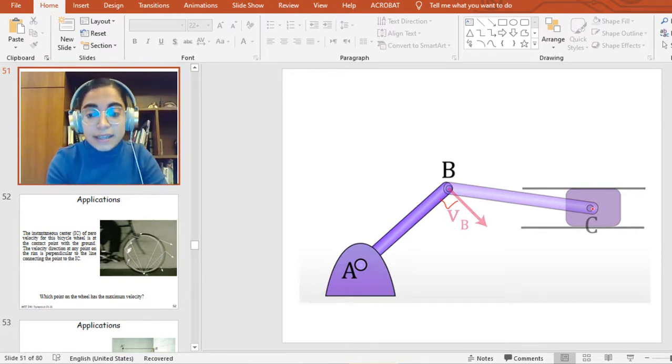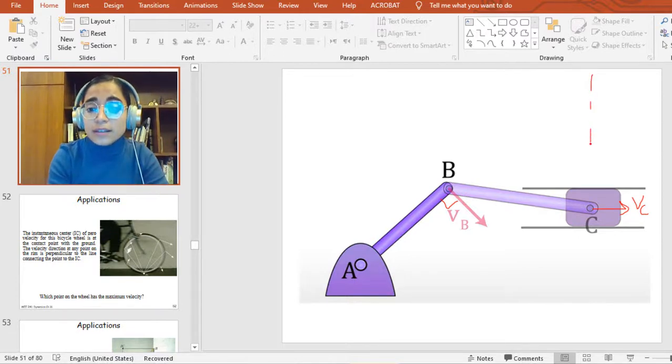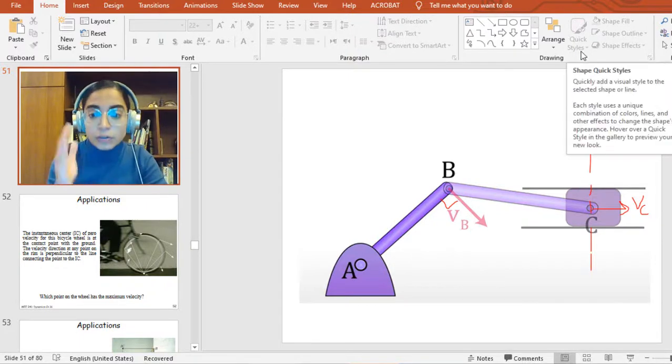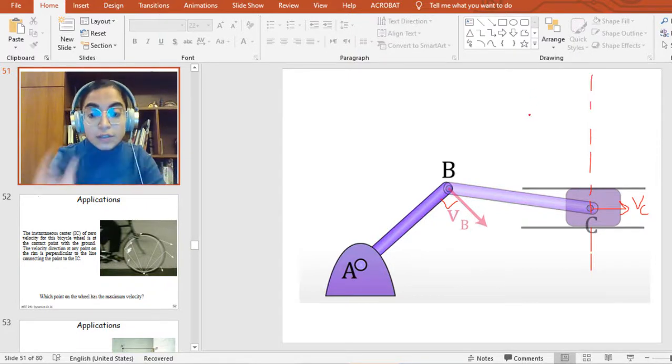In fact, I know that C always has a horizontal velocity, so this is VC. So if there is any instantaneous center of zero velocity here, this means that the radius or the line joining this instantaneous center to the point C should be perpendicular to VC, which means this instantaneous center of zero velocity must belong to this line, all right? So it's somewhere here, since I know that VC should be perpendicular to the line joining the instantaneous center of zero velocity with C.